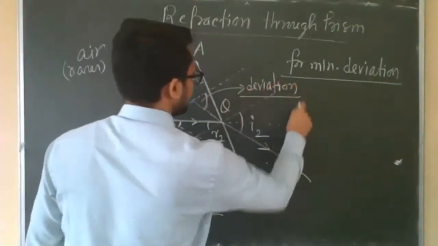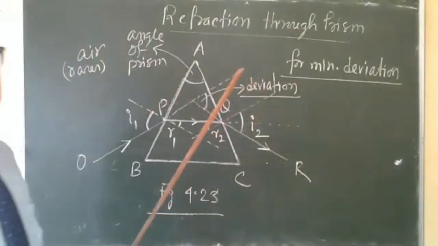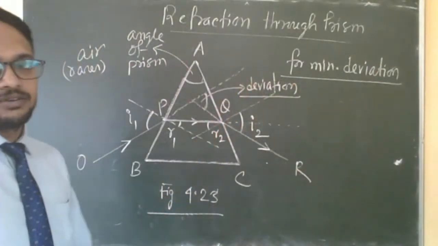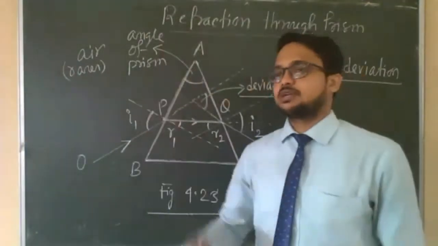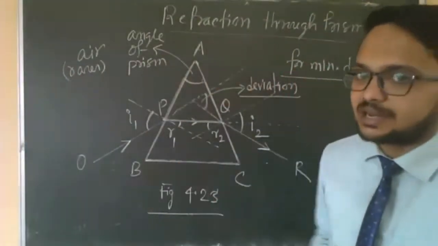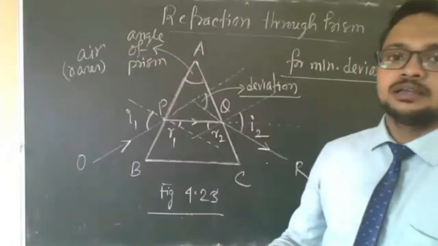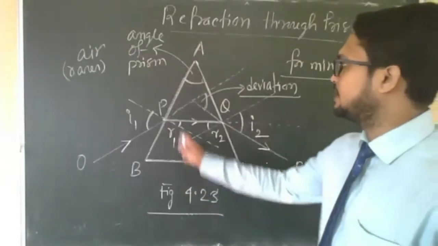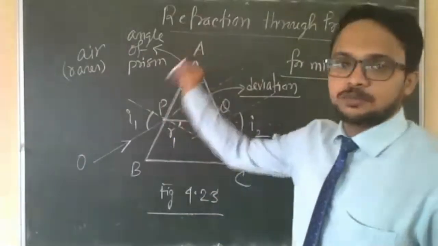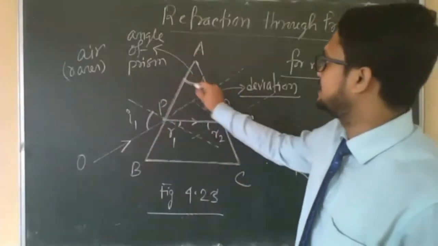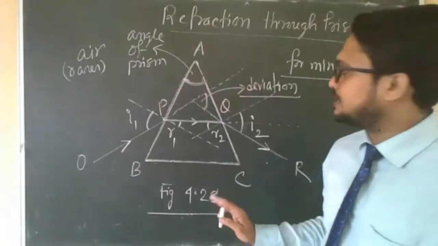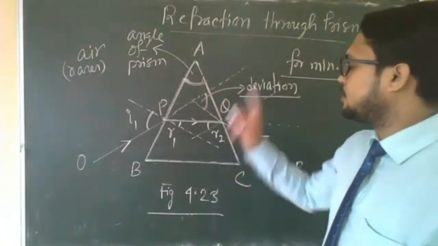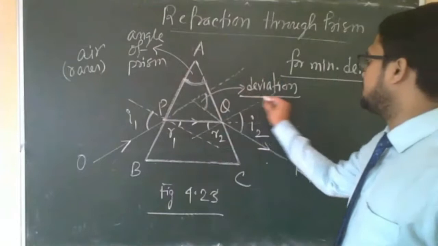Here you will not get any kind of lateral displacement that we got in the glass slab. The glass slab was rectangular, two sides were parallel, two refracting surfaces were parallel. For that reason, we got lateral displacement. But here, the two refracting surfaces are not parallel. They are at some angle, the angle of prism. So we will not get any lateral displacement here. We will get deviation.